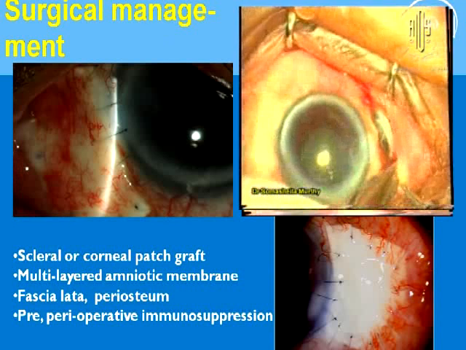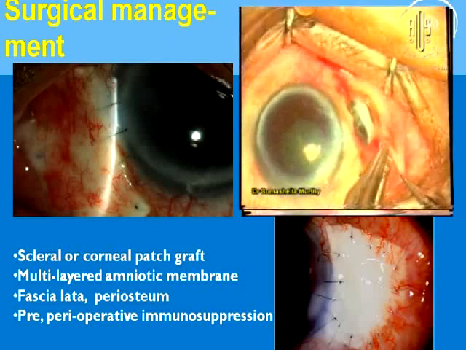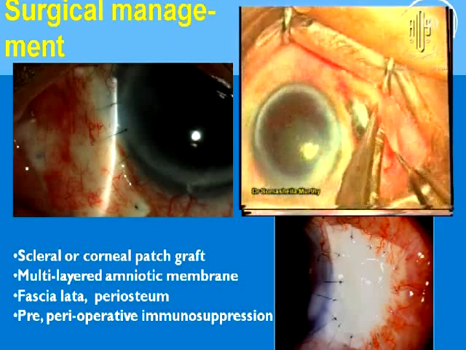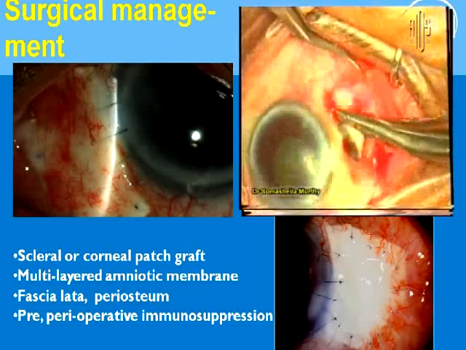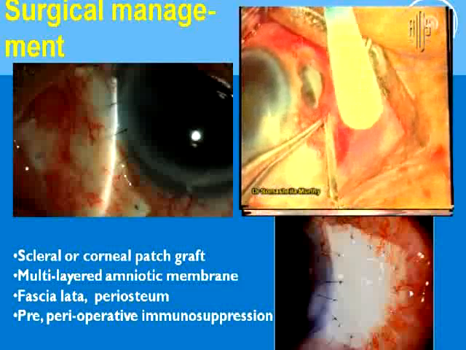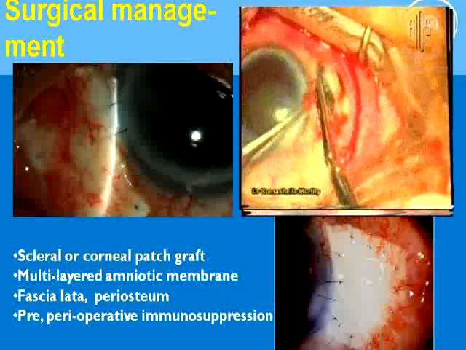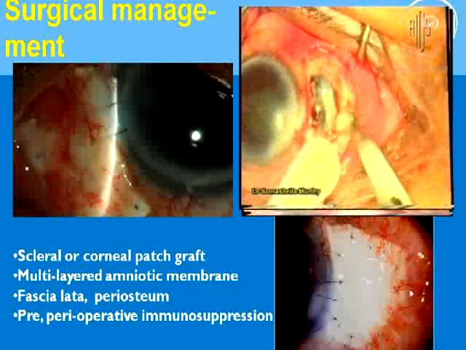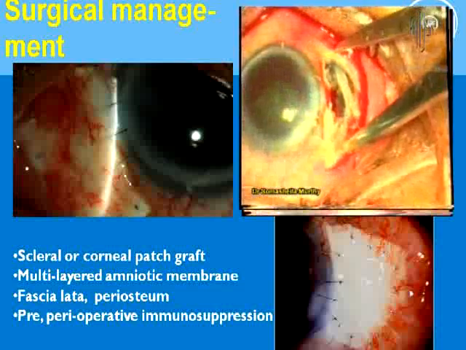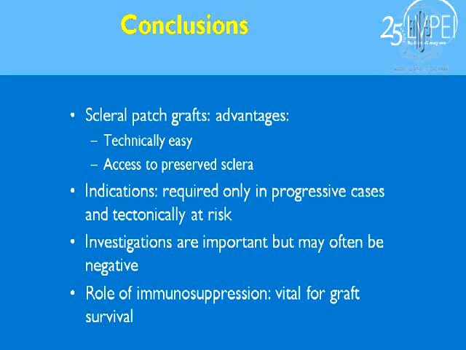So you can use other tissues, you can use corneal tissue, you can use multilayered amniotic membrane, and even fascia lata, periosteum, etc. has been described. But the advantage of using sclera is it's technically easy and you have access to it because you can preserve sclera.